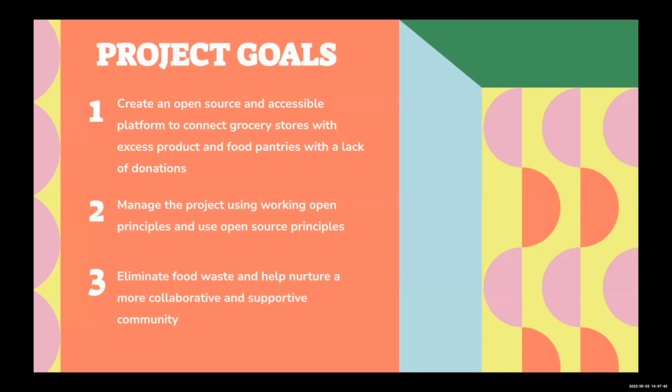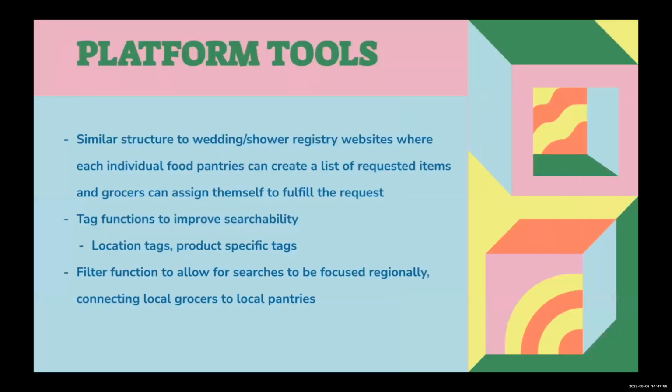I want to focus on connecting local grocers with local food pantries to create more of a collaborative relationship in local areas. Some of the tools I would like to implement on my platform have a structure similar to a wedding or shower registry website, where each individual food pantry can create an individual page with a requested list of items, and a variety of grocers can assign themselves to fulfill their request, either providing all of the items requested or only select items. So, in a sense, it'll be a matching service.